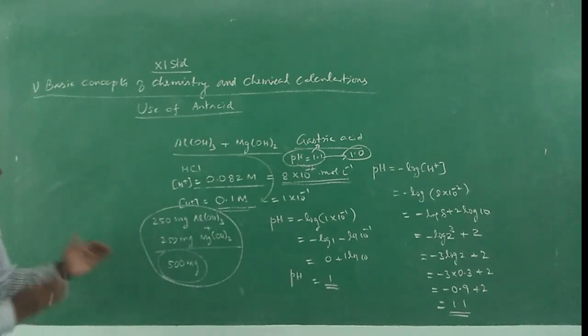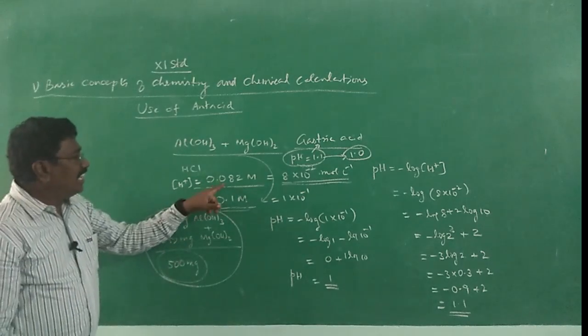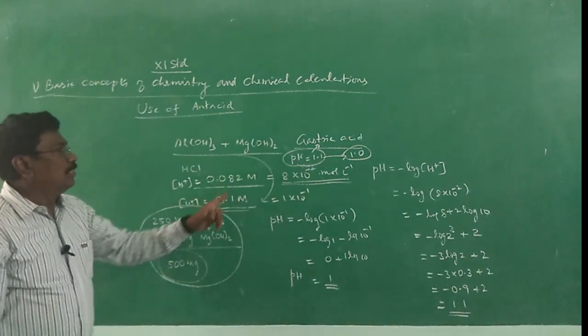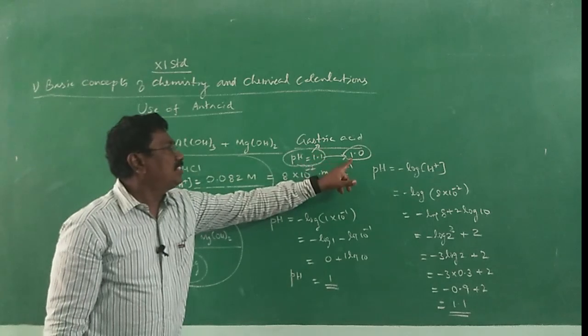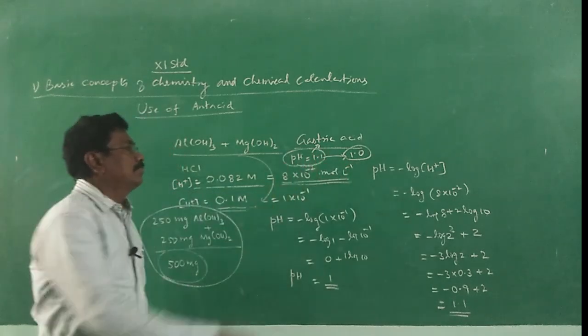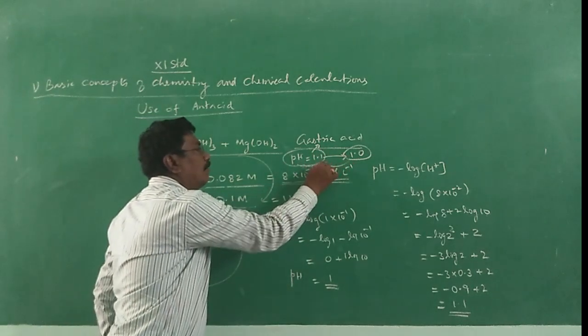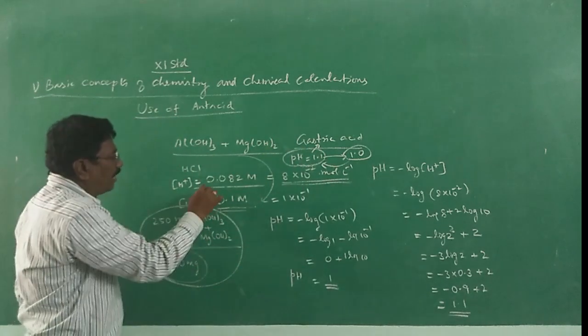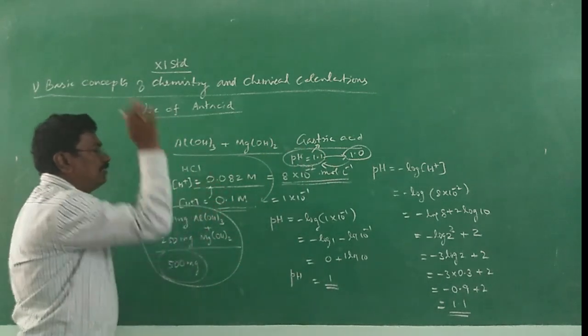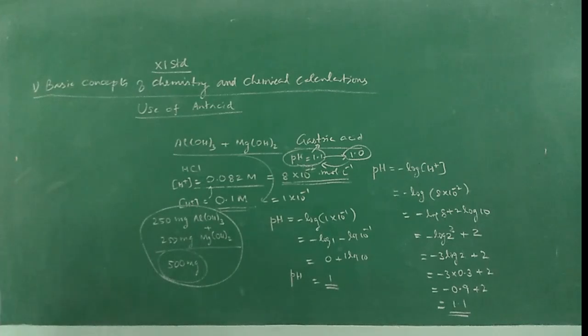And what about the availability of hydroxide ions to neutralize the excess hydrogen ion, so that the pH should again reach 1.1. We have to make the pH again 1.1. We have to make the hydrogen ion concentration again get reduced to 0.0821. How can it be done?